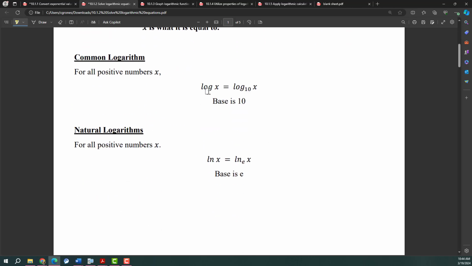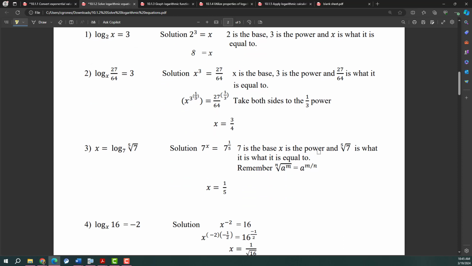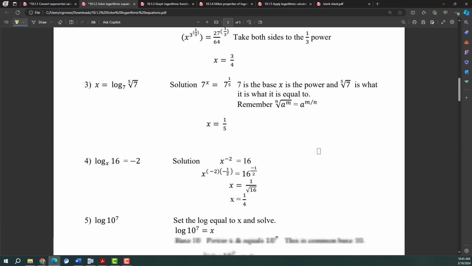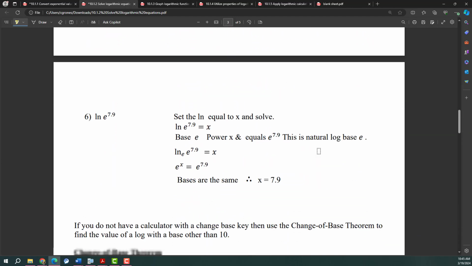Here they're just giving an example. They give us log of x equals, and they tell us that the base is 10. If you're just given this, it's a given that your base is 10. And then we're solving for the following, very similar to what we were doing in lesson 1. There are some examples down here.